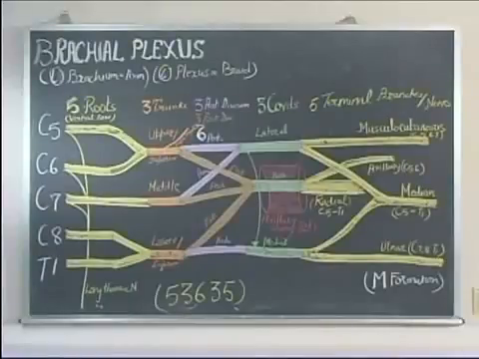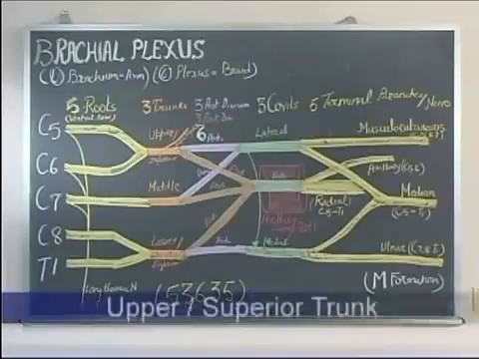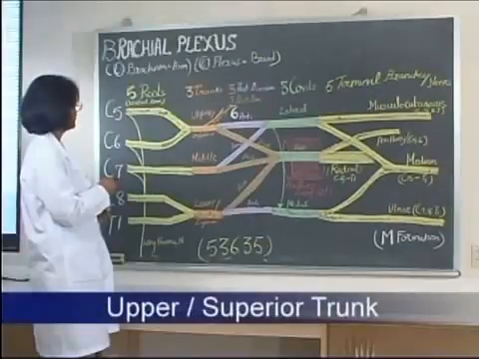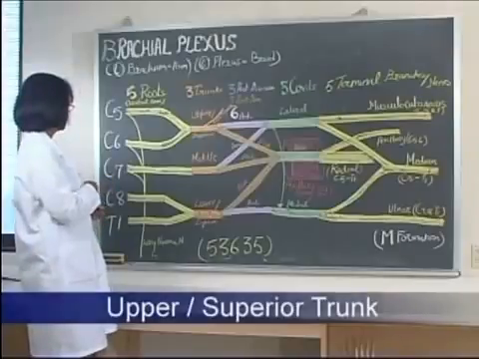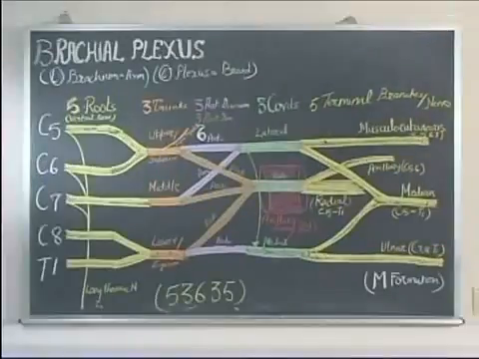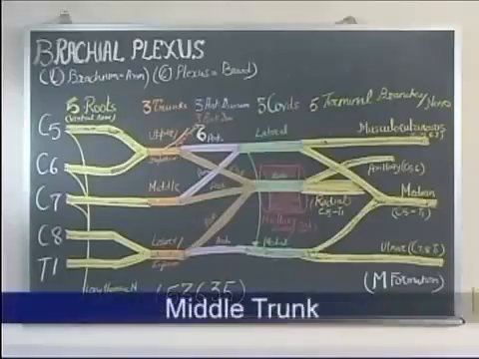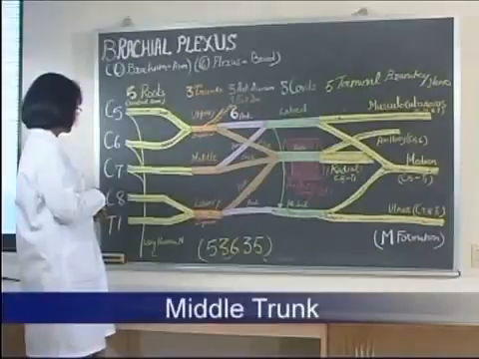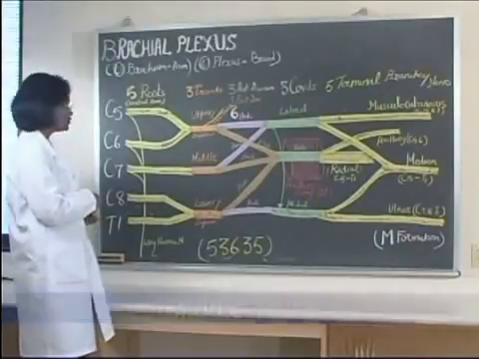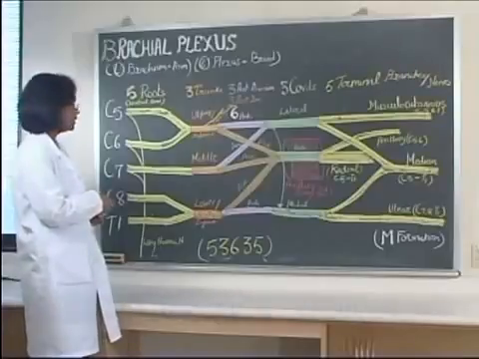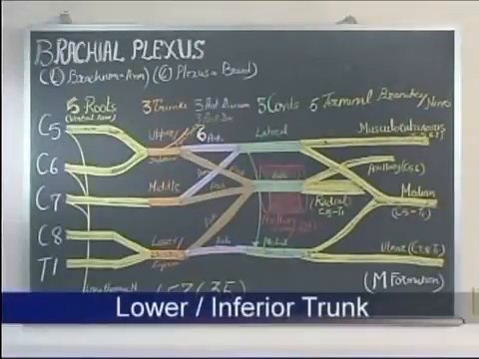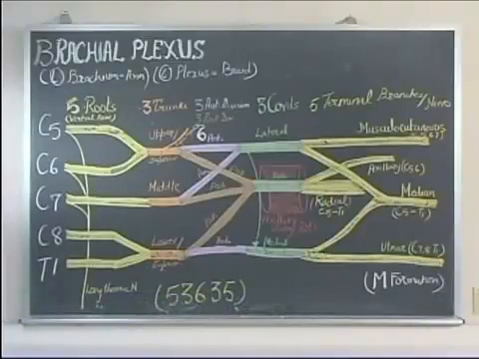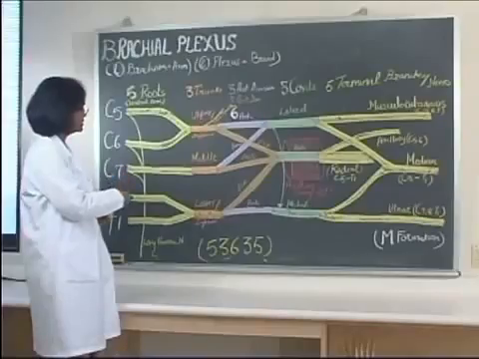C5 and C6 roots join together to form the upper or superior trunk. The C7 ventral ramus stays alone and forms the middle trunk. C8 and T1 join together to form the lower or inferior trunk. So we have 5 roots and 3 trunks.